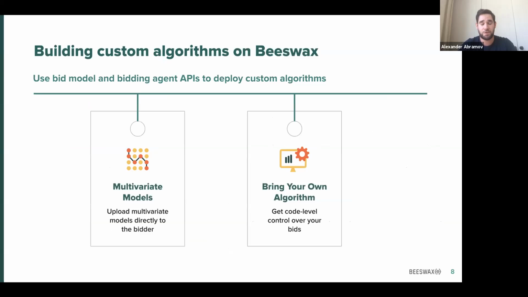And then in terms of options available on Beeswax to implement custom algorithm solutions, there are two APIs that we've worked with. One is a bid model API and the other one is a bidding agent API. The difference between them is minimal, but it's important to outline.